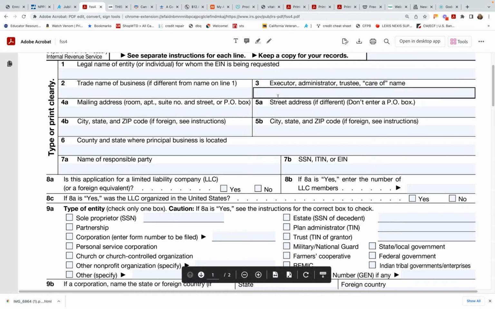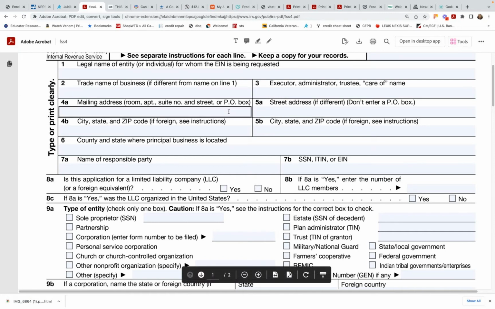Here, number 3, the executor, administrator, or trustee. You would only fill out this portion if you are getting an EIN for a trust. If you're handling someone's estate, that is where you would put the individual's name there, and you would skip the trade name because it is not a business. Okay, that person would do box 3. If you're doing this for a trust, if you're an executor, administrator, trustee, if you're doing any of those things, you would do 3 and not 2.